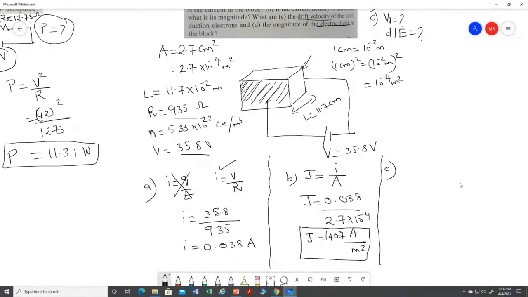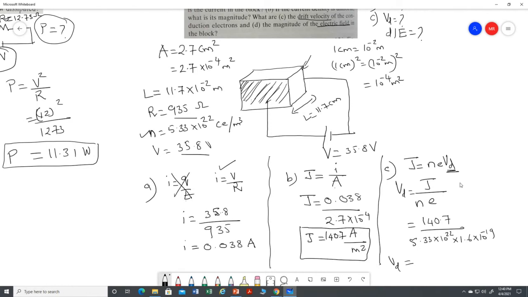We are going to find the drift velocity, that means the VD value. My dear, we have the relation connecting drift speed and the current density: J equals n e VD. I am going to use this formula for this question, because the current density value was just found before. Rearranging in terms of drift speed, VD equals the current density divided by the number of conduction electrons multiplied by the charge. So 140.7 divided by 5.33 times 10 to the power of 22, multiplied by the charge constant 1.6 times 10 to the power of minus 19. When you substitute, you will get the answer for the drift speed. Could you please tell me the answer?